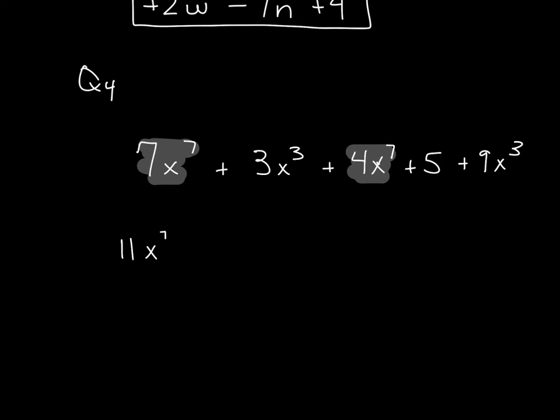Now notice you do not change the exponent. You're counting up how many x to the 7ths you have, so the x to the 7th stays the same. Now I'm going to do the same thing with the x to the 3rds that I'm counting up. I have 3x to the 3rd, and I'm combining that with another 9x to the 3rd. Again, you have to have the same variable with the same power when you are adding them together. The 3 plus 9 gives me a plus 12x to the 3rd. And the only number I haven't taken care of yet is the 5, so that positive 5 just comes down.